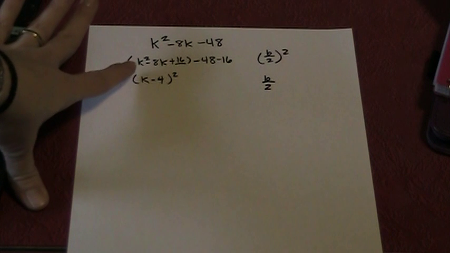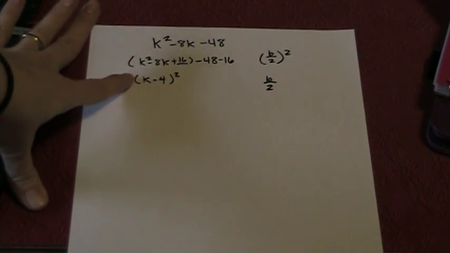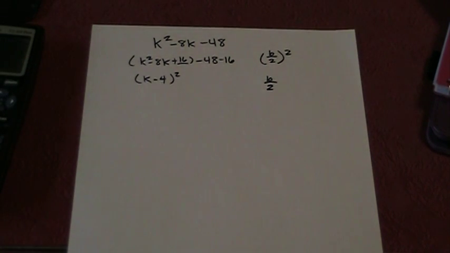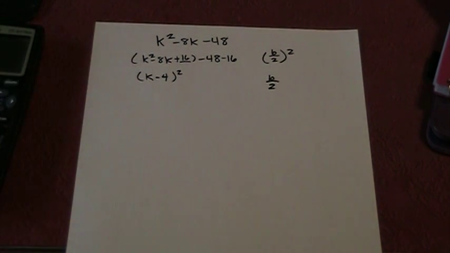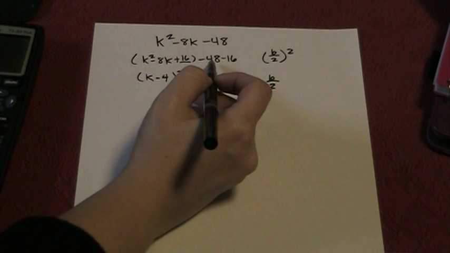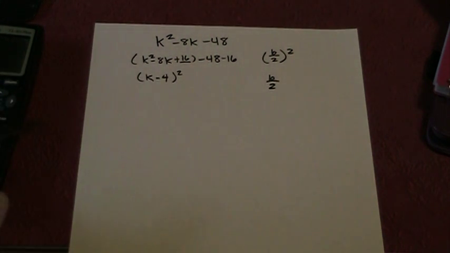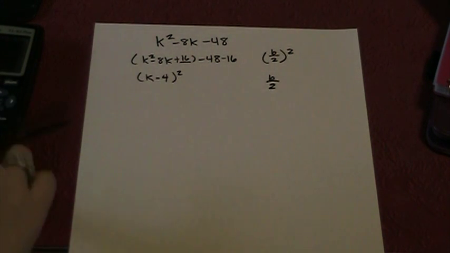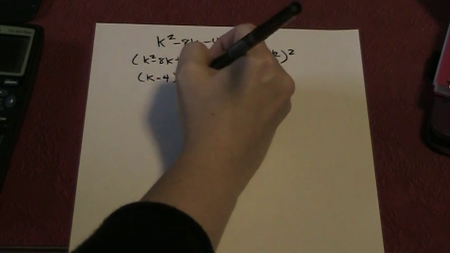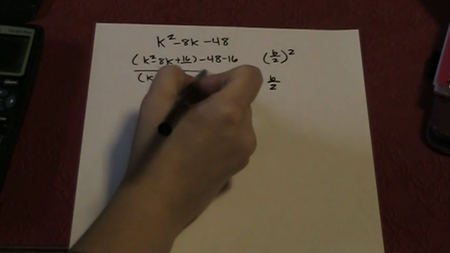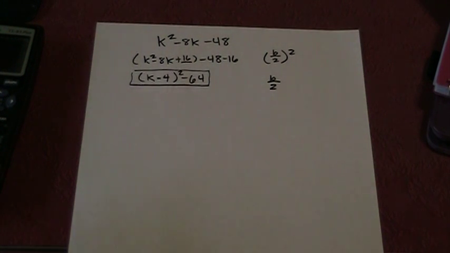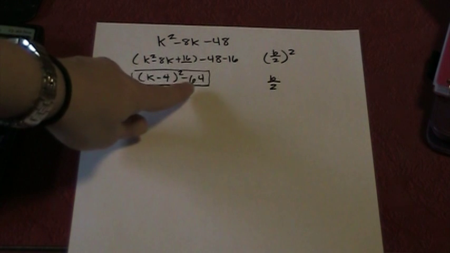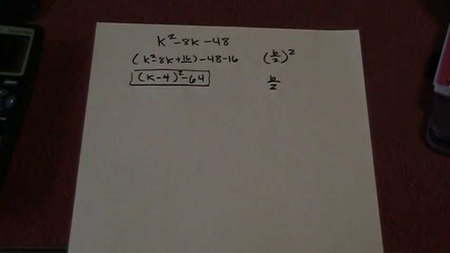These two expressions in parentheses are equal. If I did the X puzzle for this trinomial, I would get that. And then I combine the minus 48 and the minus 16, and that would be minus 64. So this would be my answer to factoring by completing the square. I have my binomial squared plus or minus whatever the constant.